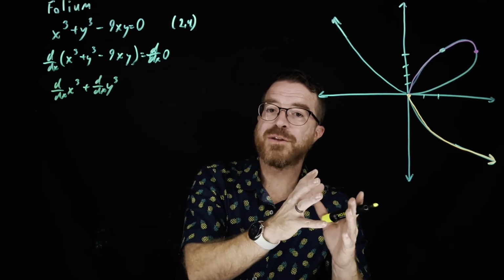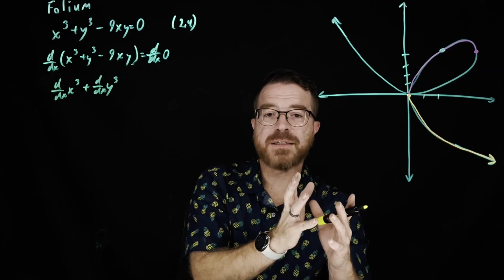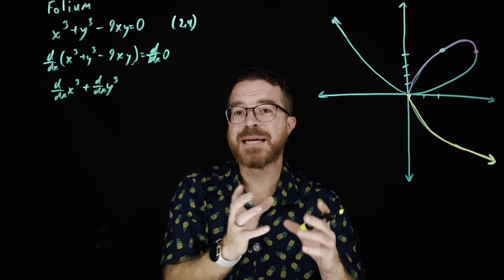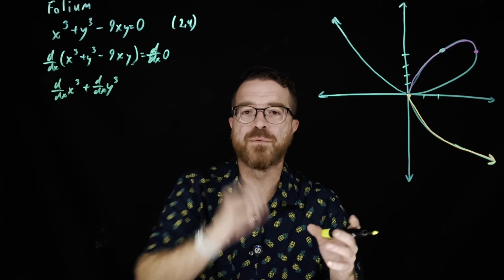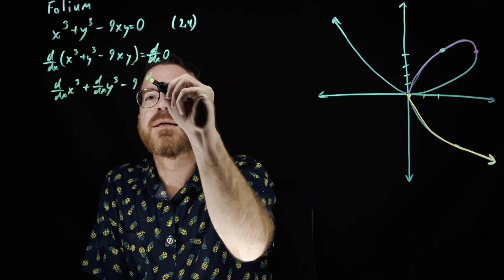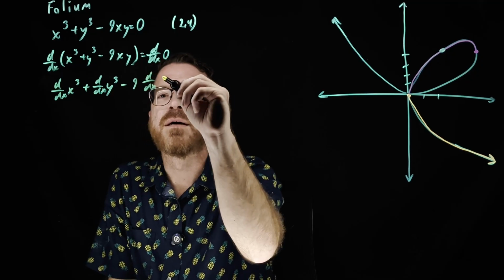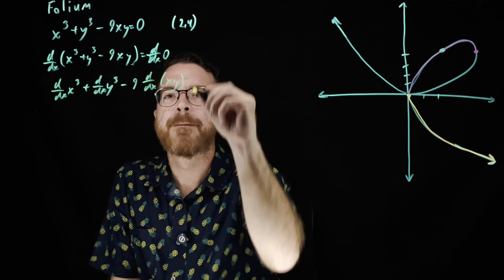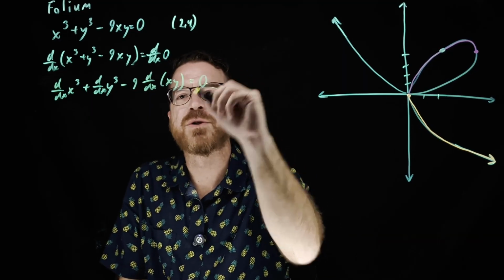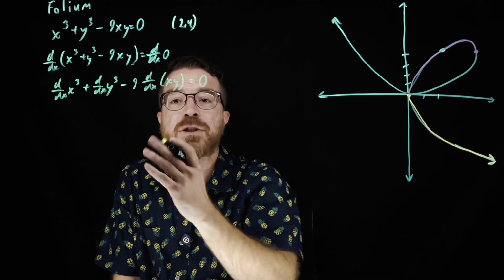But of course, I'm going to use another derivative rule, which is if I have a constant times some function I'm taking the derivative of, I can pull that constant out, and it's the same as the constant times the derivative of the variables inside. So this is going to be minus 9 d dx of xy equals derivative of 0. 0 is a constant, so this is just going to be equal to 0. So now let's actually evaluate our derivatives.